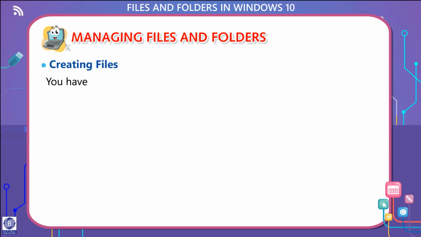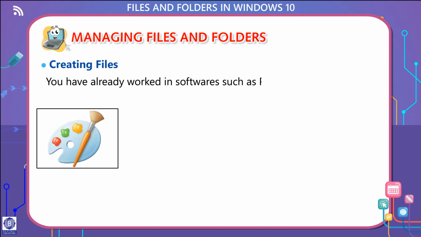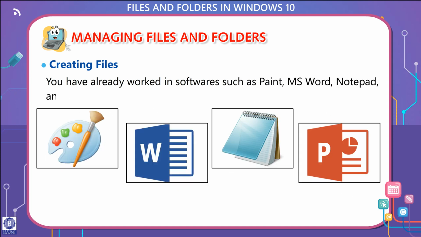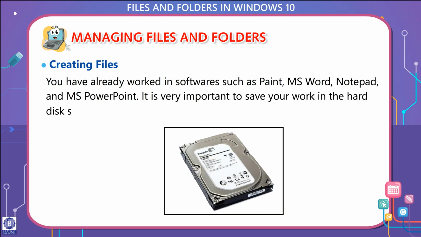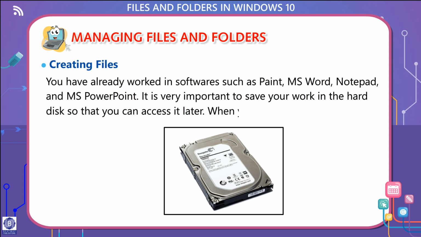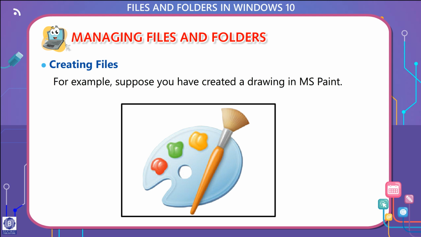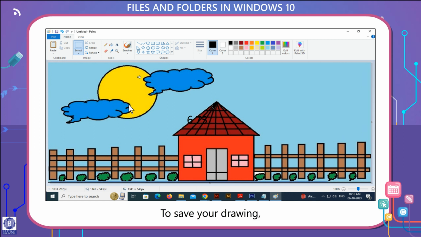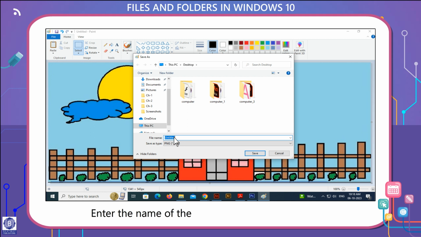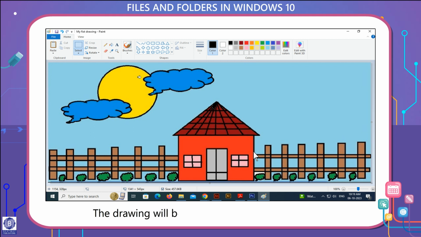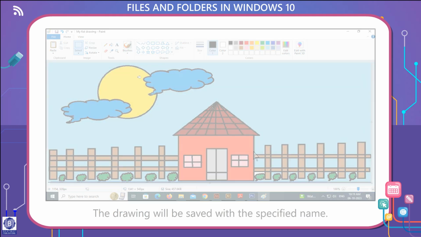Creating files. You have already worked in softwares such as Paint, MS Word, Notepad and MS PowerPoint. It is very important to save your work in the hard disk so that you can access it later. When you save your work, a file is created in the hard disk. For example, suppose you have created a drawing in MS Paint. To save your drawing, click the File tab and then click the Save As option. Enter the name of the file in the Save As dialog box and click the Save button. The drawing will be saved with the specified name.